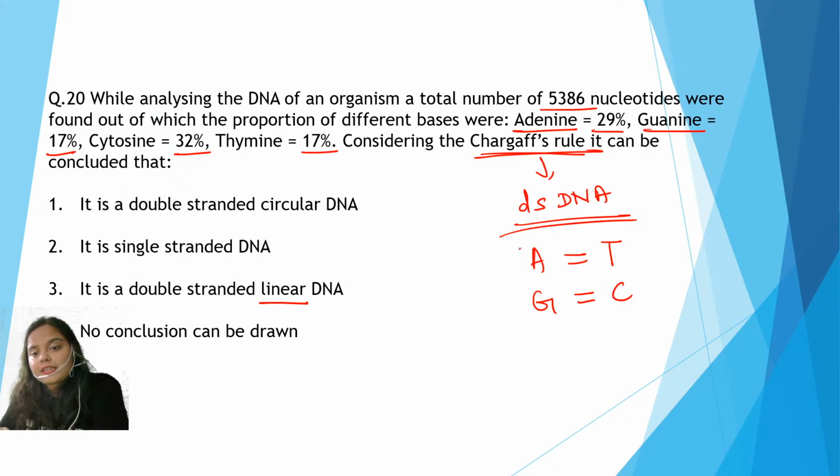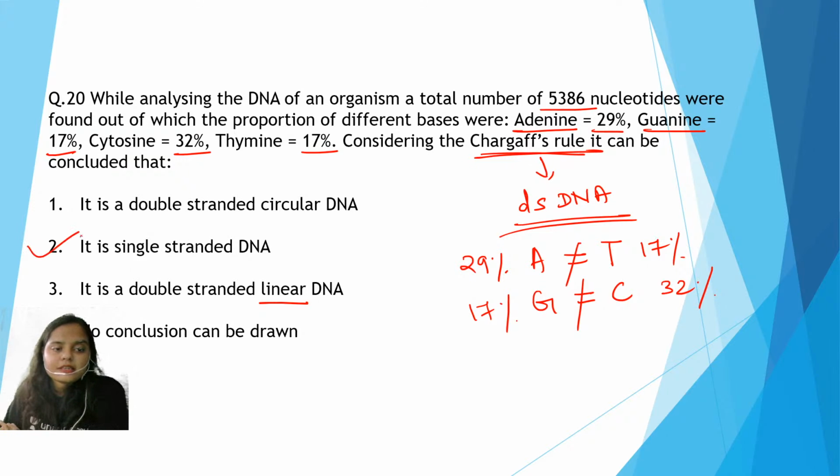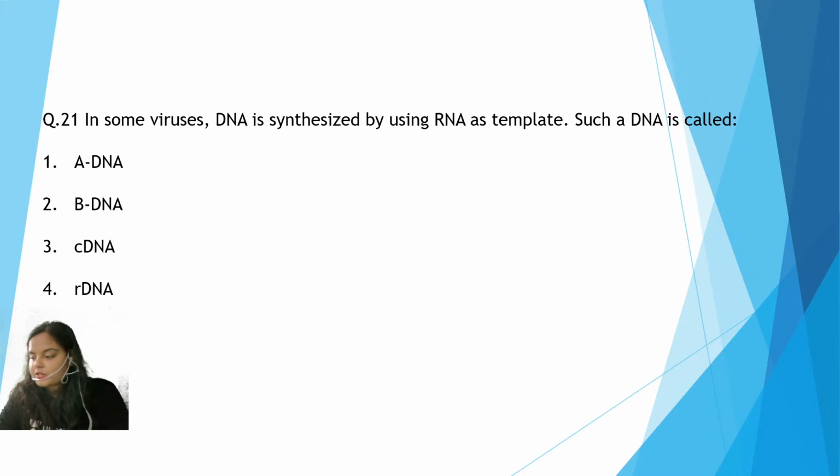But here we see that adenine and thymine are not present in equal percentage. Adenine is present only 29%, whereas thymine is present only 17%. So they are not equal. Similarly, guanine is present only 17% and cytosine 32%. They are again not equal. That means it is a single stranded DNA. Very good, Karthik.